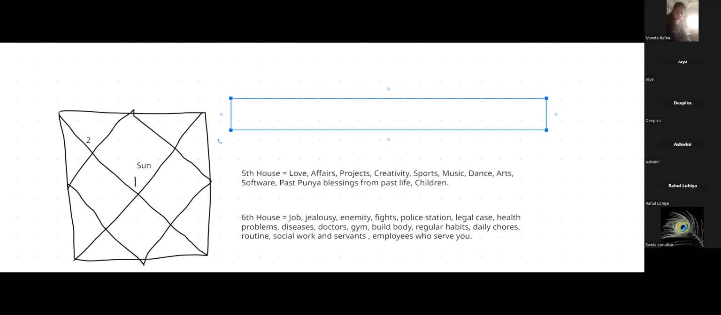Business itself is seen from this house. Especially retail business, where day-to-day transactions are happening. That kind of business is seventh house. Okay. So this is the house of your spouse also. So we'll finish all the houses and then we are done.